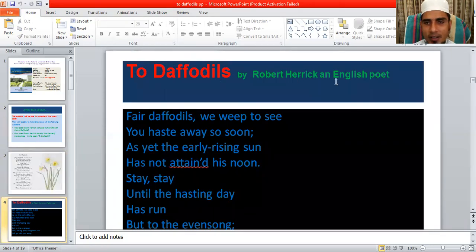To Daffodils is by Robert Herrick, a very important English poet. Before this poem, you read another poem by William Wordsworth, I Wandered Lonely as a Cloud. That poem is also about the daffodil flower. In that poem, William Wordsworth shows a close connection between man and nature, and shows only the beauties of nature. In this poem, Robert Herrick takes the daffodils as the subject matter, but through this flower he mainly represents the true reality of human life.